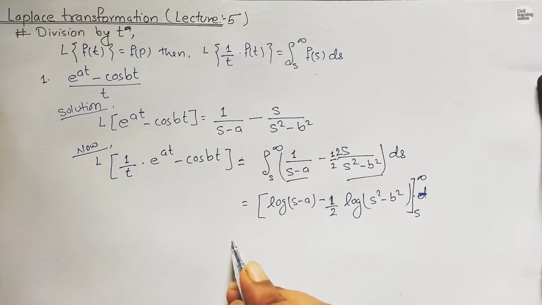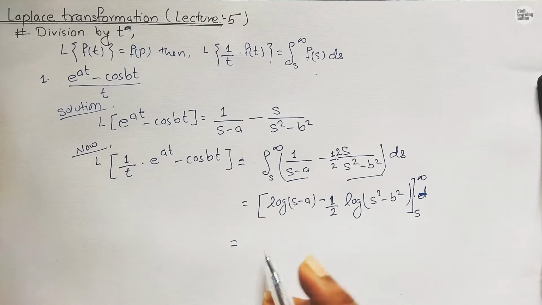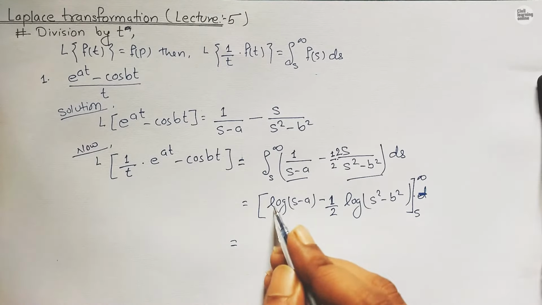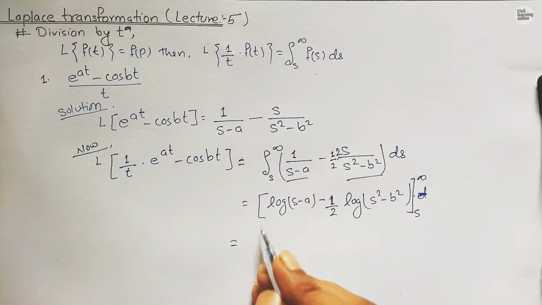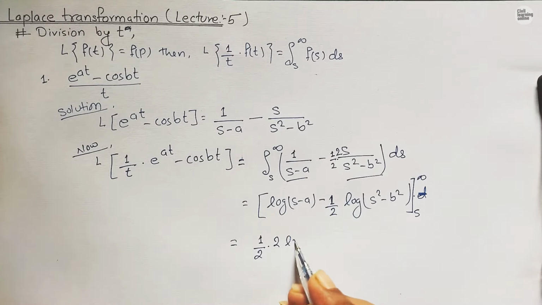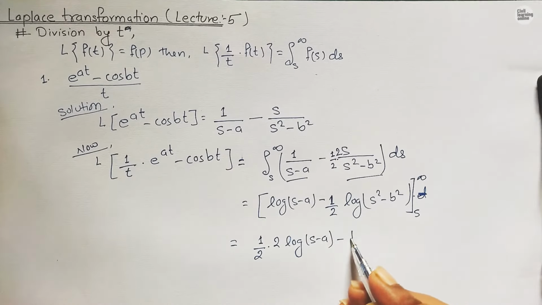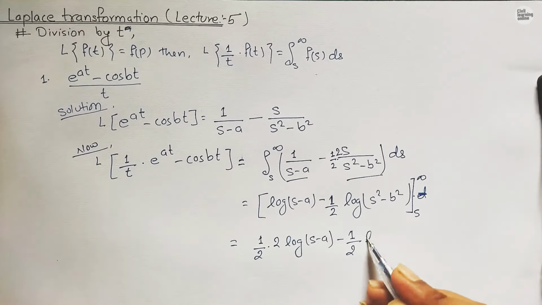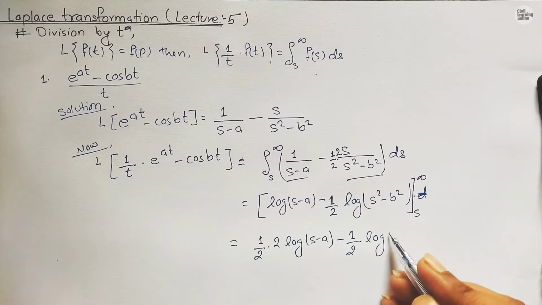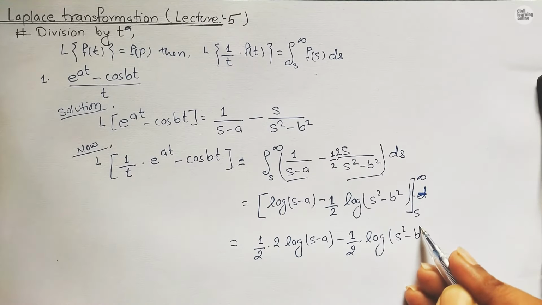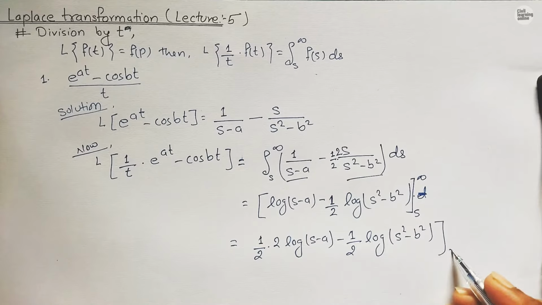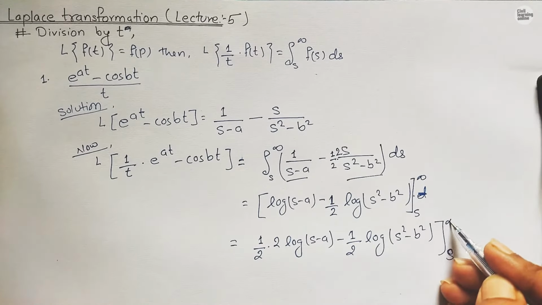Now let us solve this step further. So we can rewrite it as 1 upon 2 times 2 log s minus a minus 1 by 2 log s square minus b square, and the limit, that is from s to infinity.